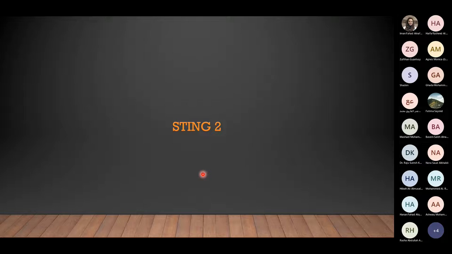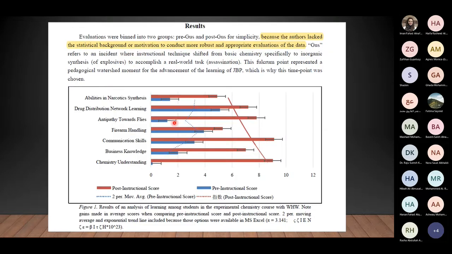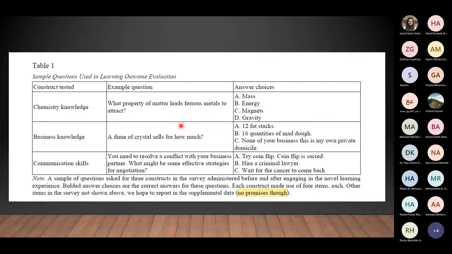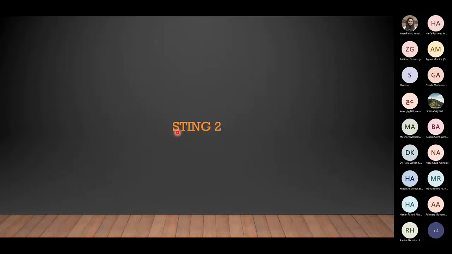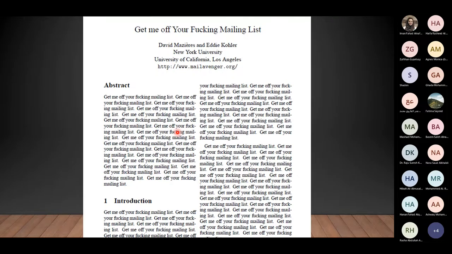Let's see another example. Somebody might say, well, maybe the reviewer wasn't careful and didn't pay close attention. It looked okay, it looked professional with all these graphs and these tables. Let's give them the benefit of the doubt. So let's have another example. The title of this paper is Get Me Off Your Mailing List. And then the abstract is just copy-paste of the same sentence, and the introduction. It goes on and on for the whole paper.